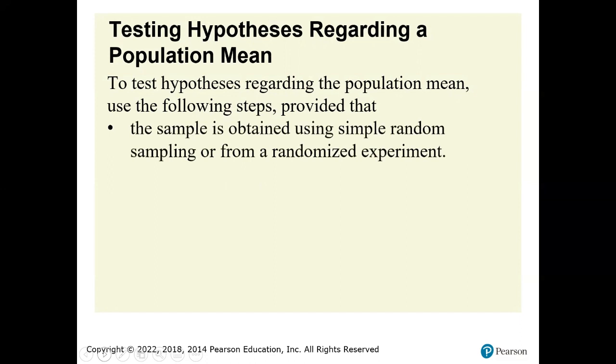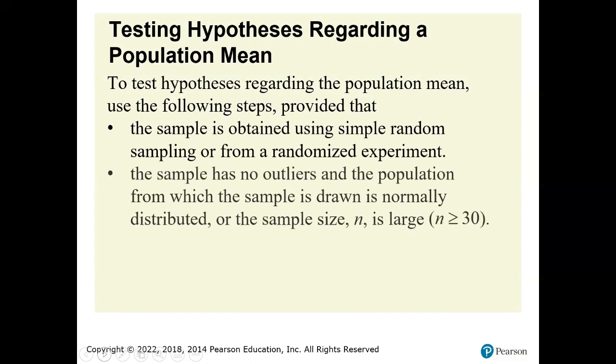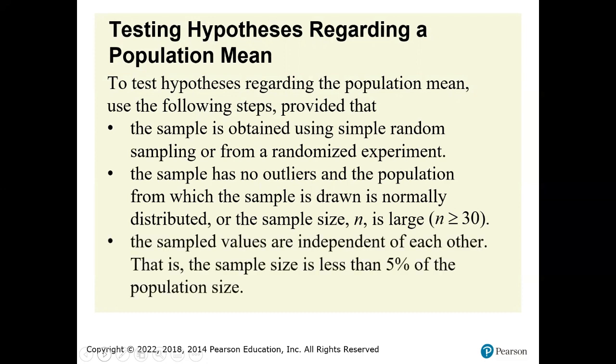We need to remember that it is obtained from a simple random sample. It should have no outliers. It should come from a population which is normally distributed, or the sample size is large enough, greater than 30. And the sample values are independent of each other, and the sample size is less than 3% of the population size.